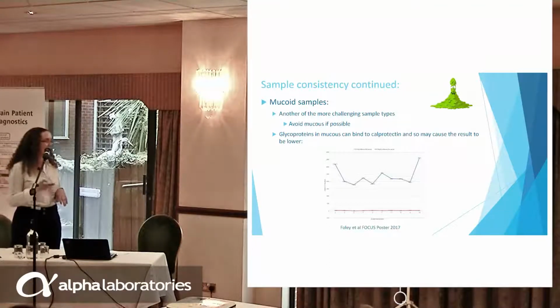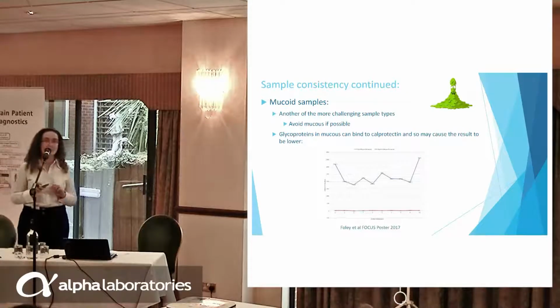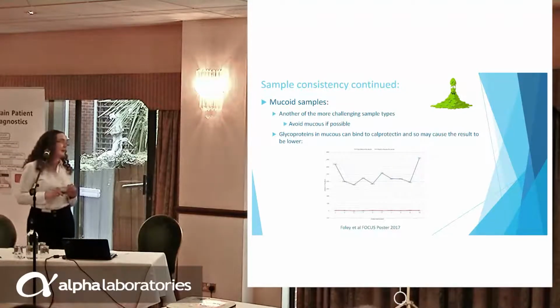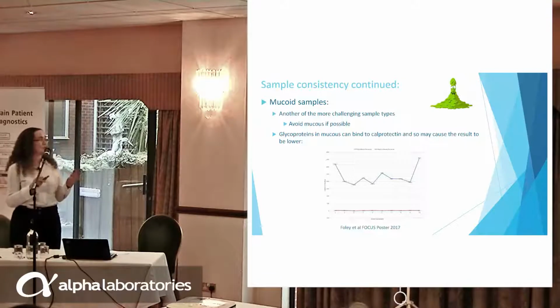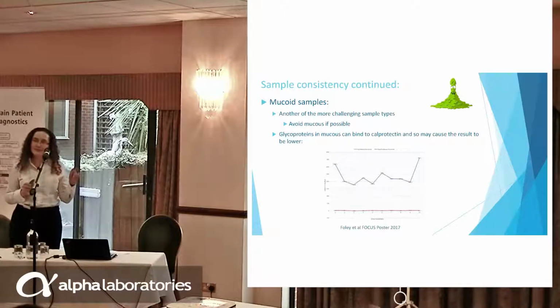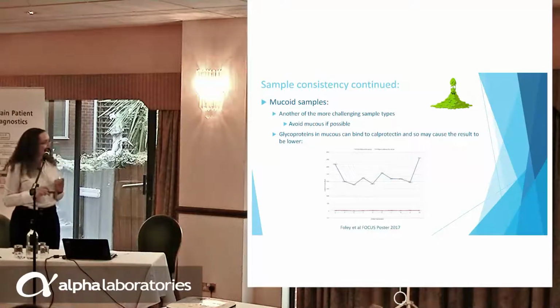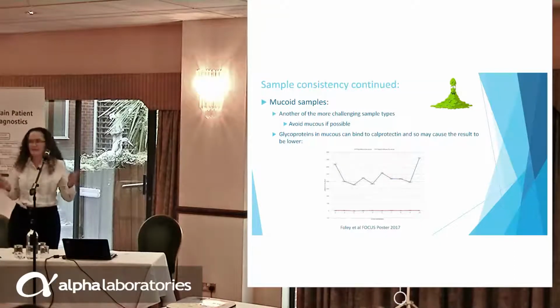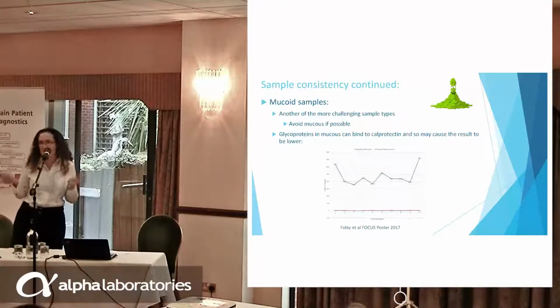But this is a graph that was taken from a poster that was shown at Focus this year. They took 2 mucoid samples, one with a high calprotectin level and one with a low calprotectin level, and they deliberately sampled in 10 different places within those stools. The low one doesn't really vary much. There was no calprotectin there. It didn't really make any difference whether there was mucus or not.